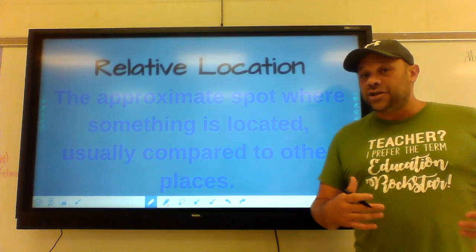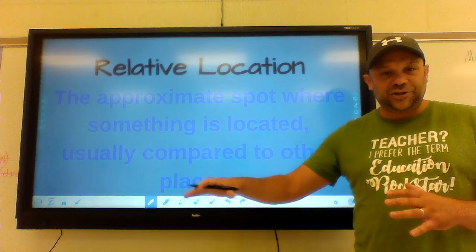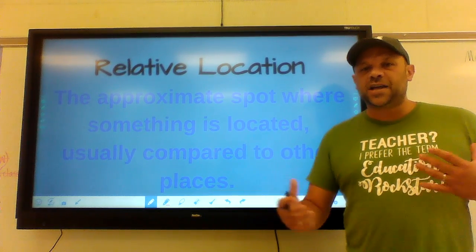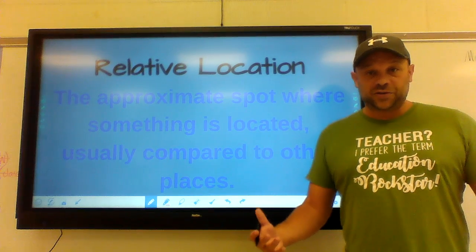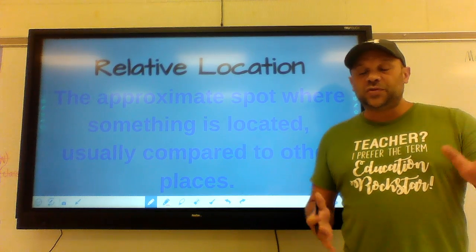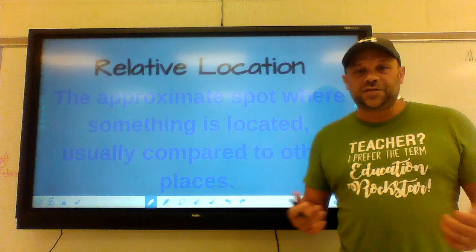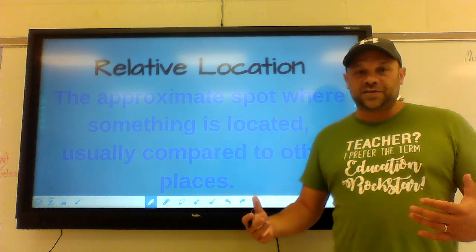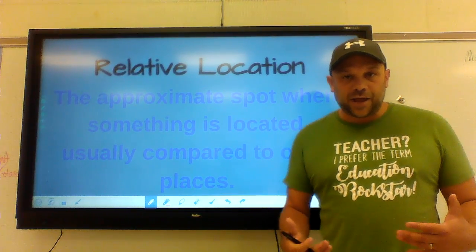We had absolute location earlier. We have relative location now. Relative location is an easy way for us to sometimes explain to someone where something is without giving them a precise point of reference. So it's an approximate spot where something's located. Usually we say it's near something or around something. We usually compare it to another place.